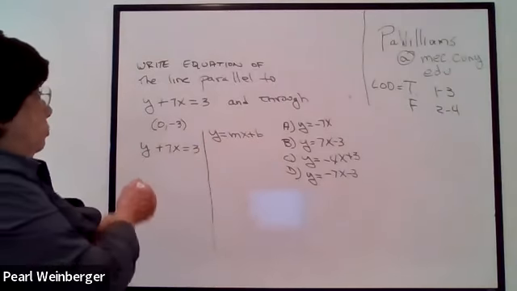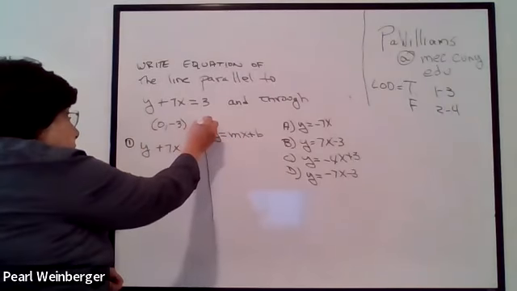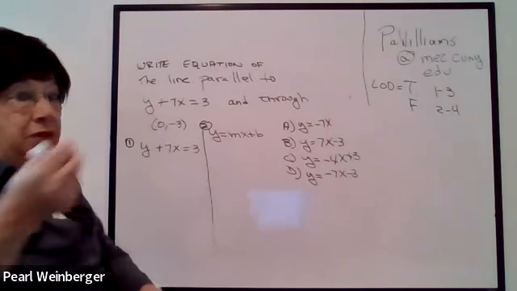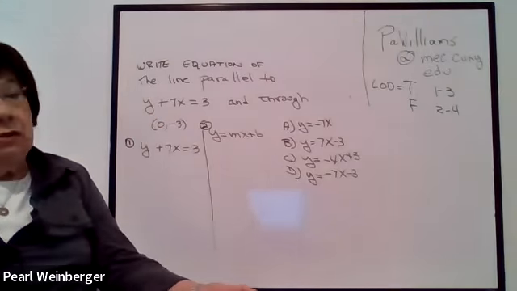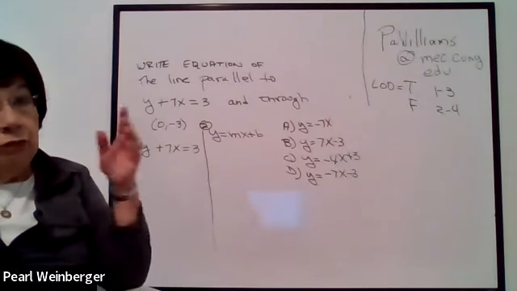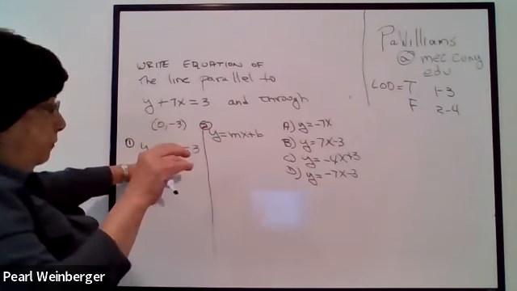So let's call this line 1 the original line, and line 2 is the line that we want. There are 2 different lines being talked about here. That's what sometimes makes this confusing, because there are 2 lines here. There's an original line that they gave us the equation of, and then there's this new line that we want to write the equation of that's parallel to this original line.